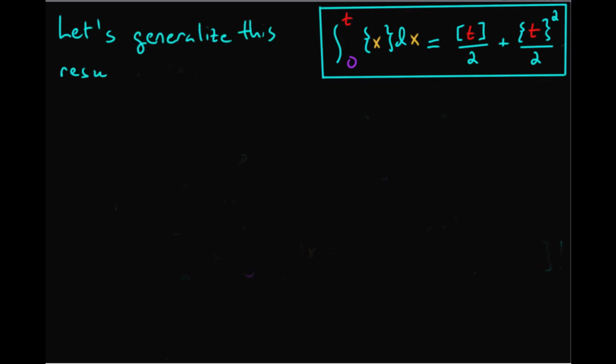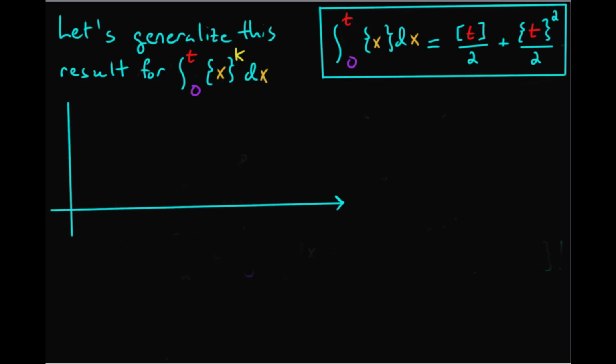But now I want to take the analysis that we've just done and generalize the result for integrals of the type integral from 0 to t of the fractional part of x to some exponent k dx. And again, I'll draw a generalized sketch of what that function would look like. And once again, I'll tick off some integer values on the x-axis, 1, 2, 3, all the way up to some integer n. And then we'll have our value t, which is going to lie between the integers n and n plus 1. And then our function y equals the fractional part of x to the k will just be a periodically repeating curve, a concave upward curve.